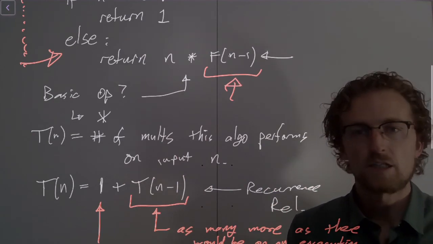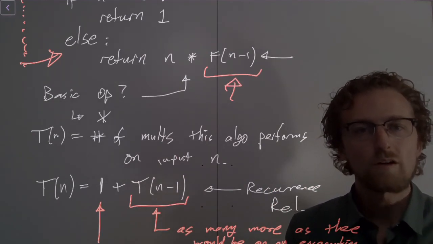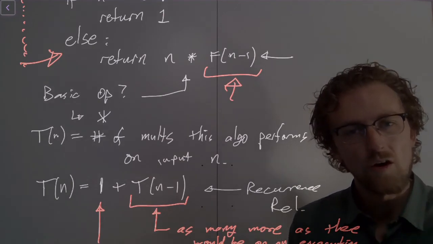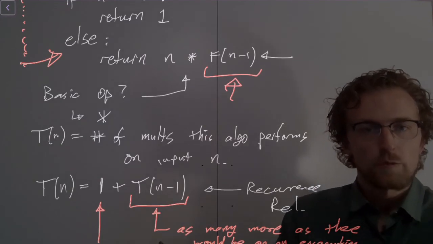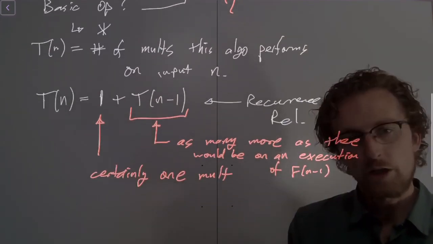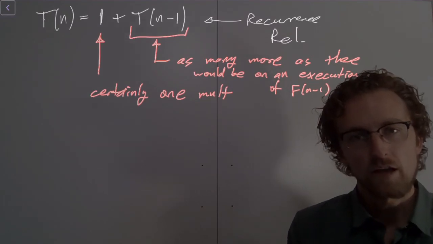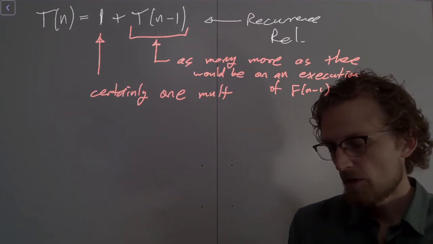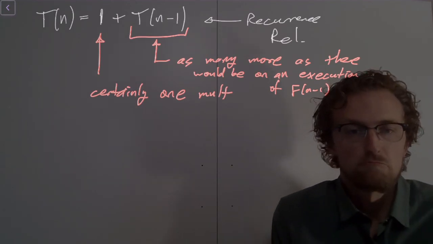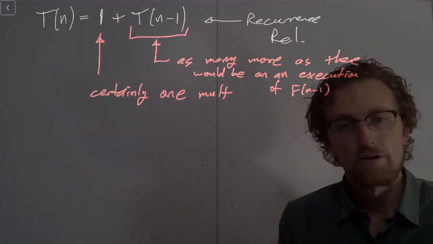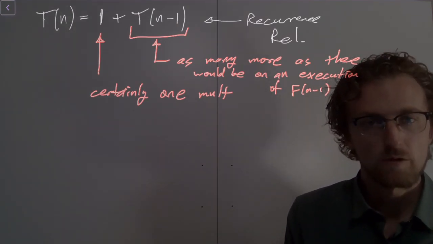That's the piece that says there are more calls of this thing. We're going to call the function again. That'll result in more multiplications. I don't know how many more. I'll let the recursion deal with that. So a recurrence relation is just an implicit way of defining the running time of an algorithm. T of n means here's how many multiplications it takes to compute n factorial. I know that it's at least 1, plus however many it takes to compute n minus 1 factorial.